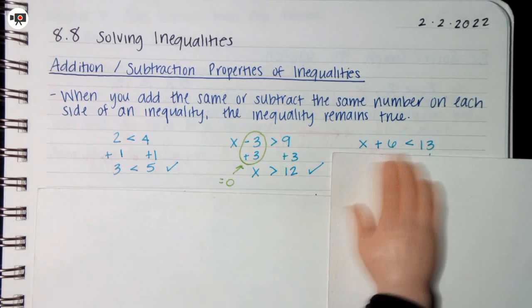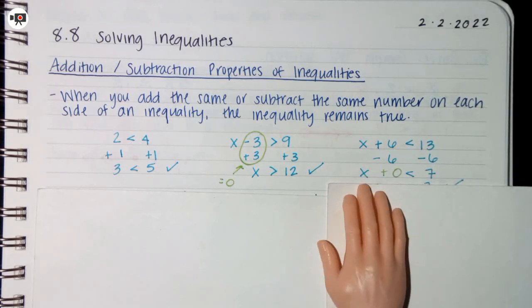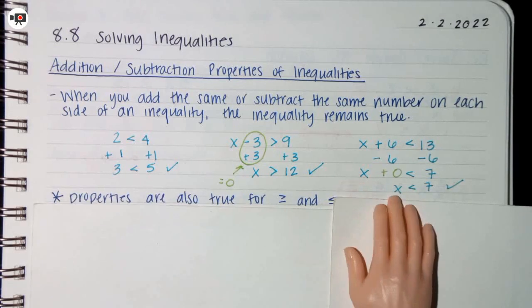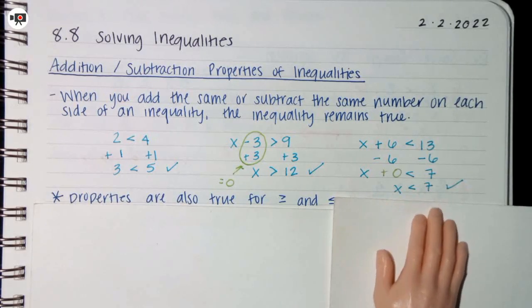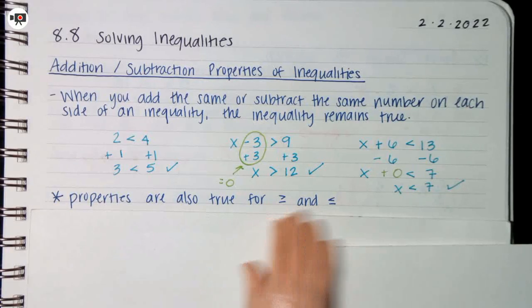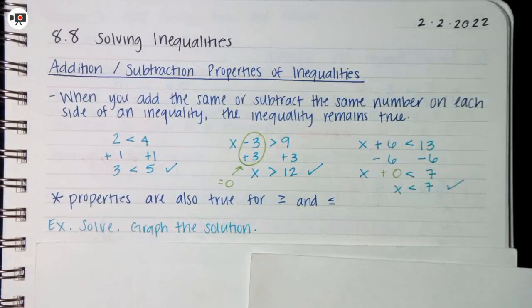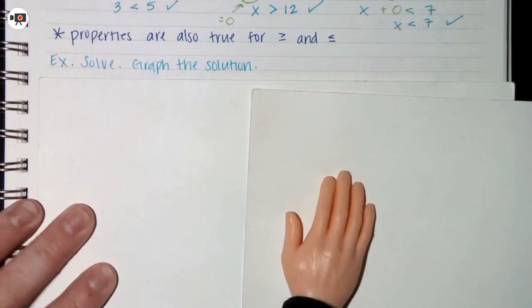If I have x plus 6 is less than 13, I'm going to subtract 6 on each side, and I get x by itself and have x is less than 7. The properties are also true for the greater than or equal to and less than or equal to. So we're going to solve and then graph the equation.